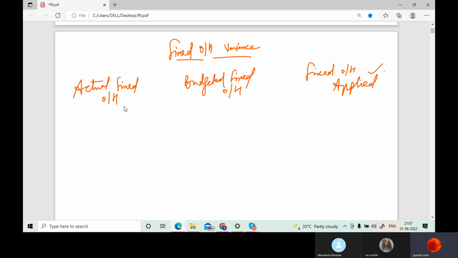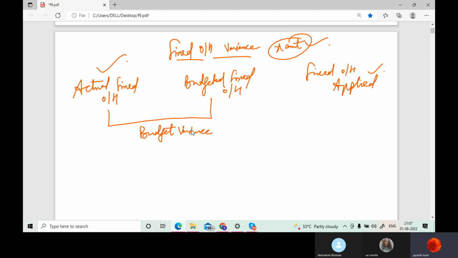So the difference between actual fixed overhead and budgeted fixed overhead is nothing but the budget variance. We budget or plan that we are going to spend some X amount in our business, and we check in actuality how much we are spending. The difference between these two will give you the budget variance.